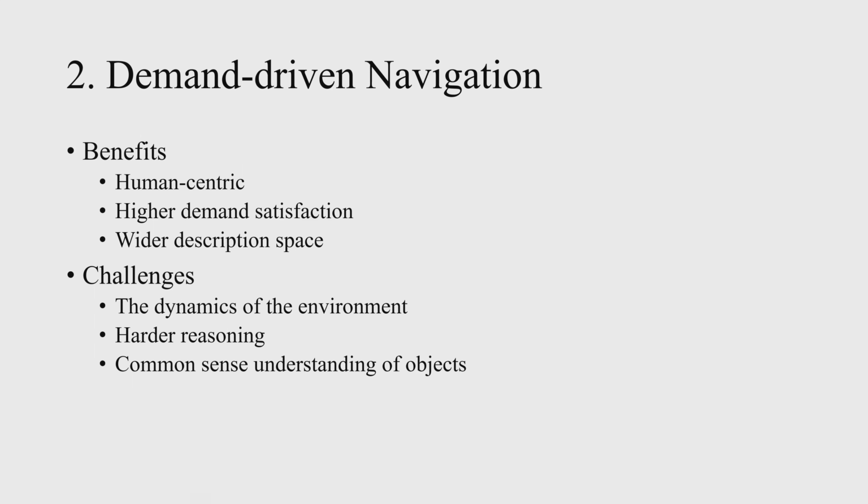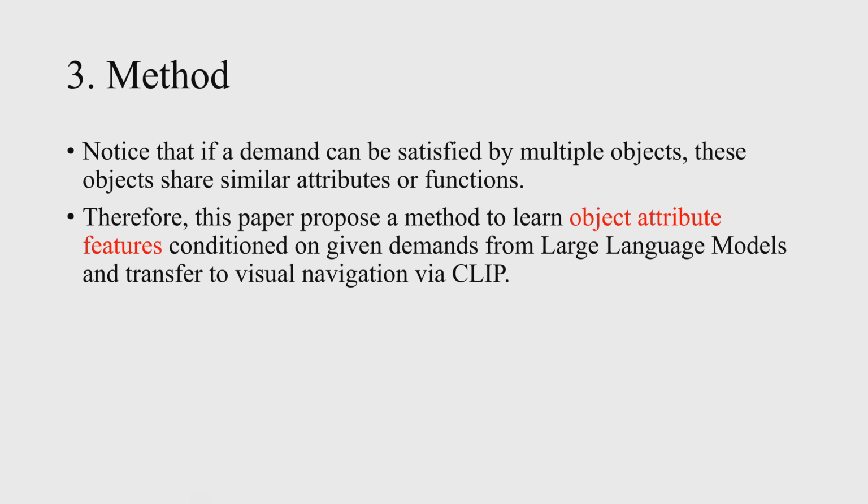Second, the many-to-many mapping between instructions and objects requires agents to identify what objects potentially exist in the scene to satisfy the user's demand, and where these objects are most likely to be located. Third, the agent needs to determine whether the current objects within the field of view satisfy the user's demand from the object's visual geometry. It is important to note that if an object can fulfill a demand, it is because one of its functions or attributes can satisfy that demand. In other words, if multiple objects can fulfill the same demand, the objects should have similar attributes.